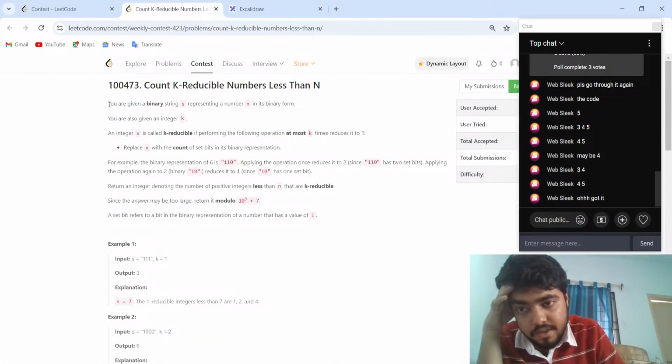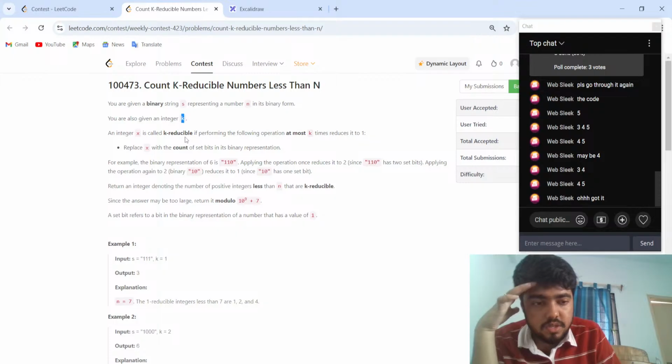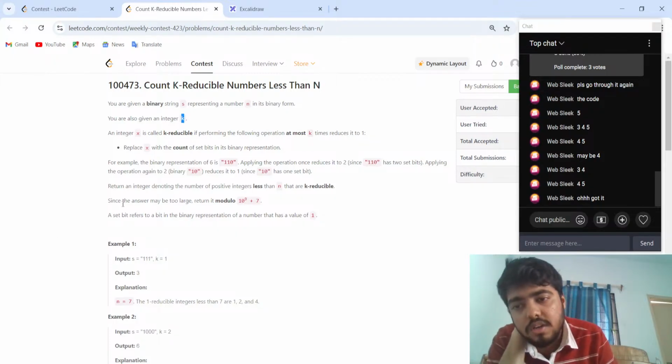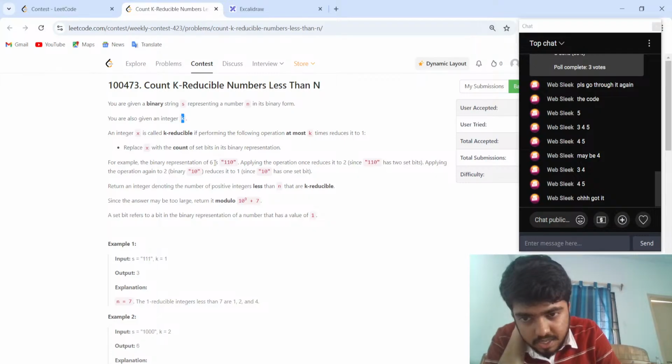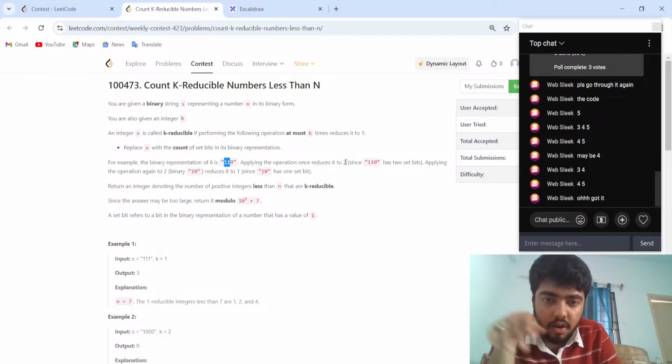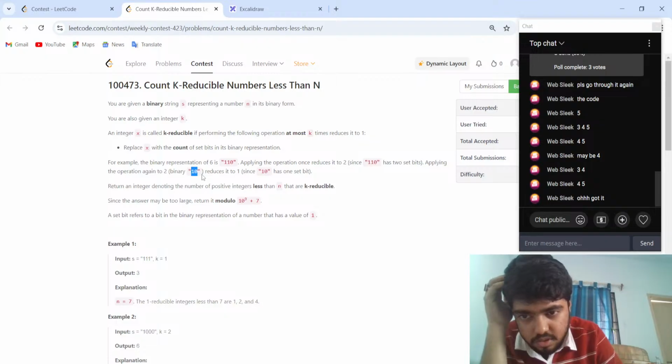You're given a binary string S representing a number n in its binary form. You're also given an integer k. An integer x is called K-Reducible if performing the following operation at most k times reduces it to 1. So what is it? We are going to convert it to the number of set bits in that x in one operation. So for 6, the binary representation is 110. How many set bits are there? 2. There are 2 ones in it. So now it becomes 2. And what is the binary of 2? It is 10. So how many ones are over here? It is 1.